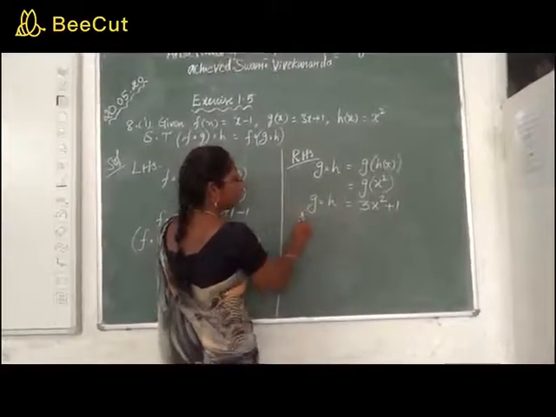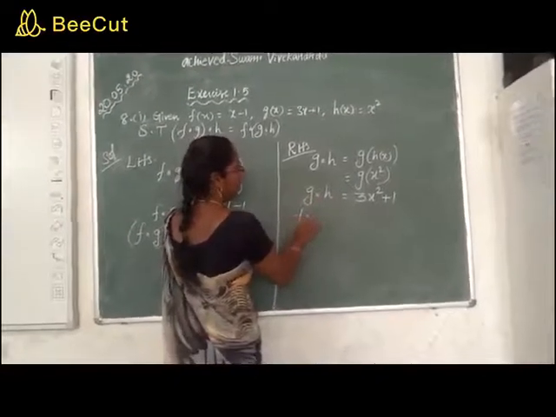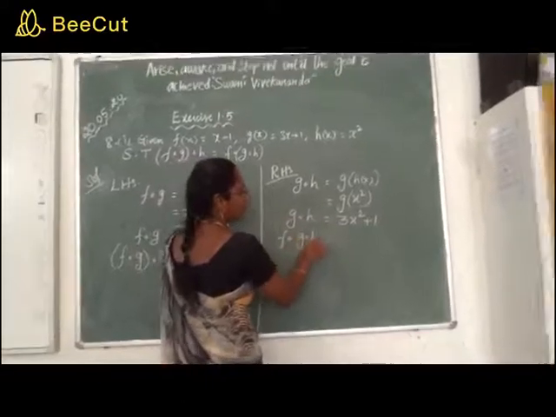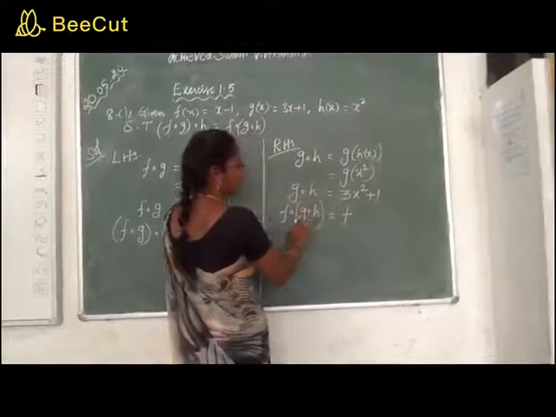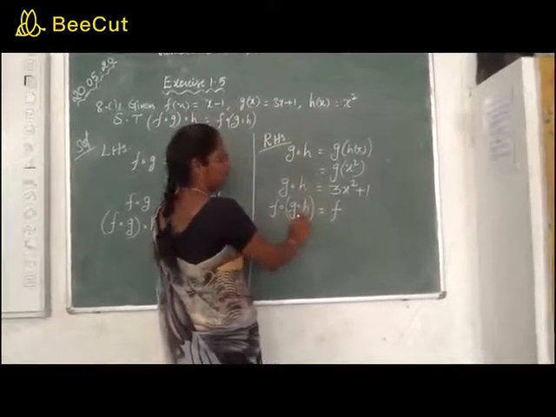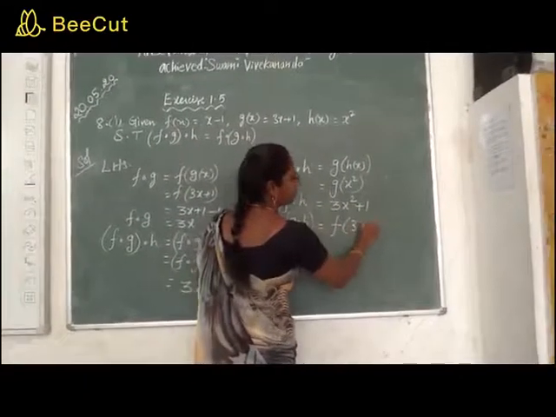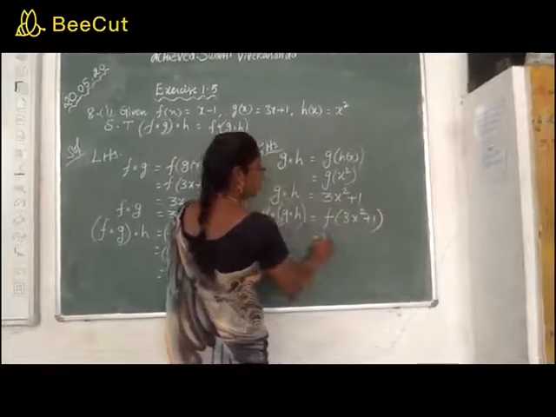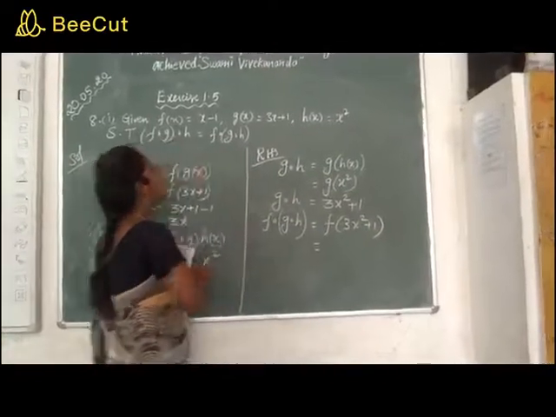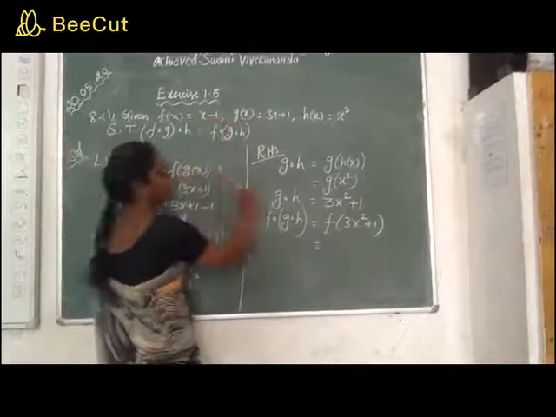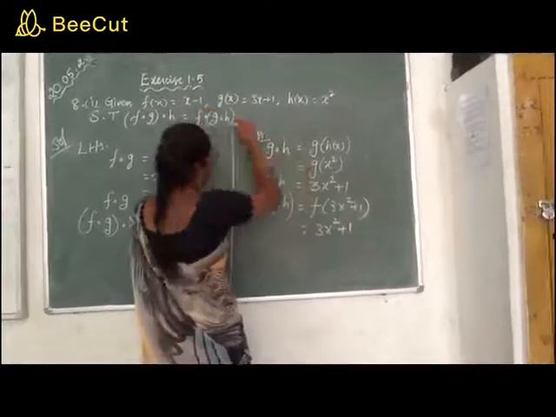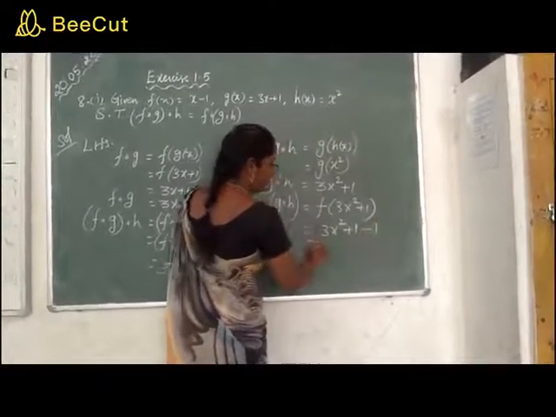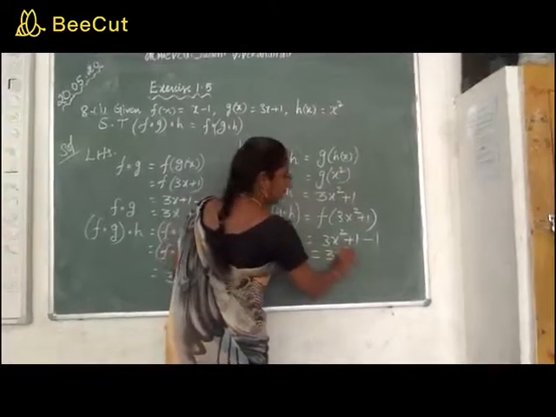Take the full expression for the RHS: F composition of G composition of H is equal to F of G composition of H. The value is 3x squared plus 1. So substitute in F, where F of x is x minus 1. The x value is 3x squared plus 1, and here we have minus 1. So plus 1 minus 1 cancel, leaving 3x squared.